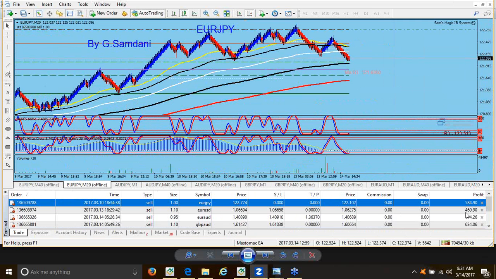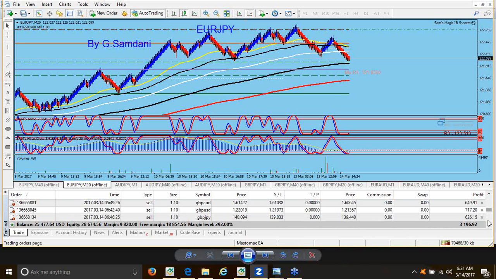Euro USD I showed you. I did short 460. Euro Aussie is 160 so far, because it's not even one standard lot, it's 0.95. Pound Aussie so far is 646 positive, right? All these are running in positive mode. And then pound USD is 715, and pound yen is 620. Total of 3,180. I'm running in profit right now.